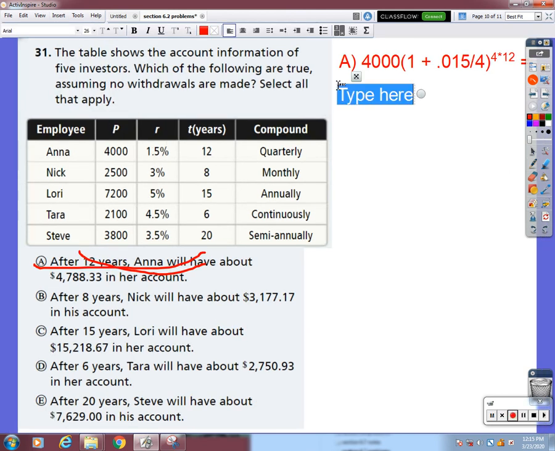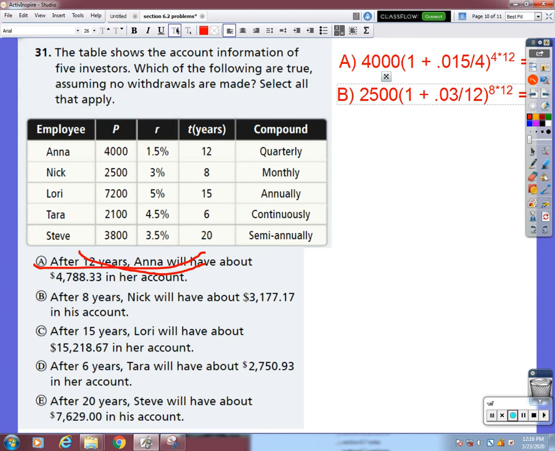After 8 years, Nick will have about that much in his account. So same dealio. We're going to go 2,500 times 1 plus 0.03 compounded monthly for Nick. So we're going to divide by 12. And then we're going to raise this to the 8 times 12th power because 8 years, once a month, so 8 times 12.